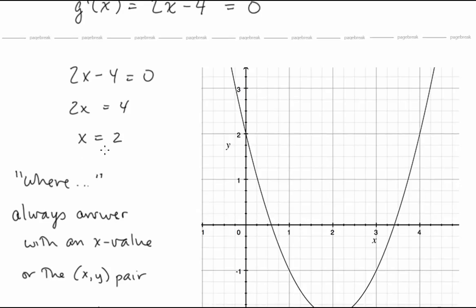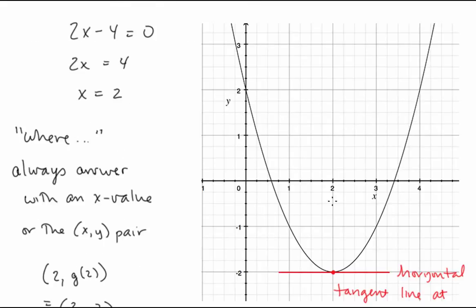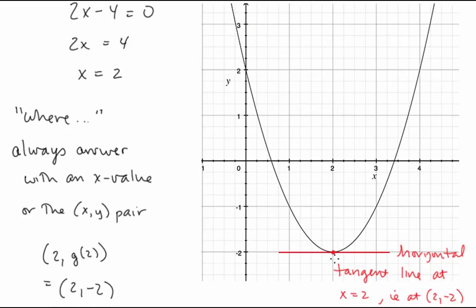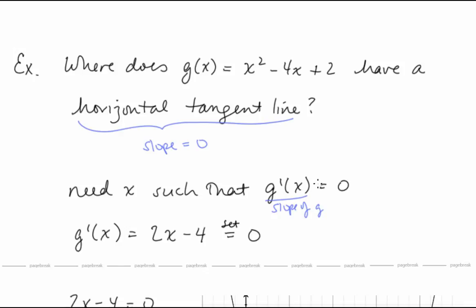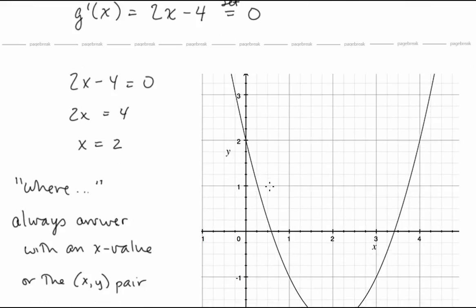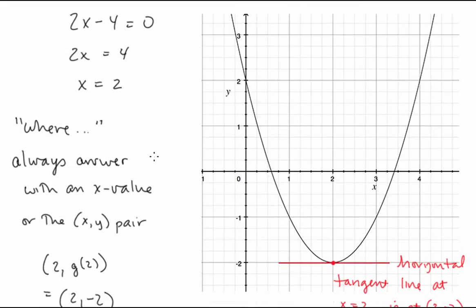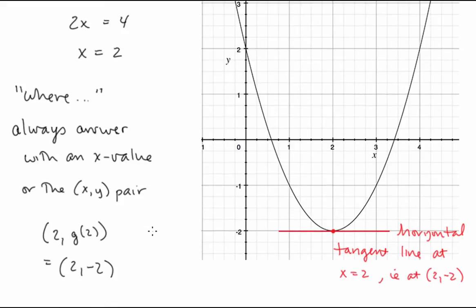That gives us x equals 2. And that is where our parabola has a horizontal tangent line. And just keep in mind here, the question said, where does this function have a horizontal tangent line? Whenever you're asked where about functions, you always want to answer with an x value or with the xy pair. So in this case, we would say at x equals 2, or we could say at 2 comma negative 2. By plugging that 2 into the function, we can find the y value of negative 2. So remember, answering a where does this happen is always an x value, or you answer with the xy pair.